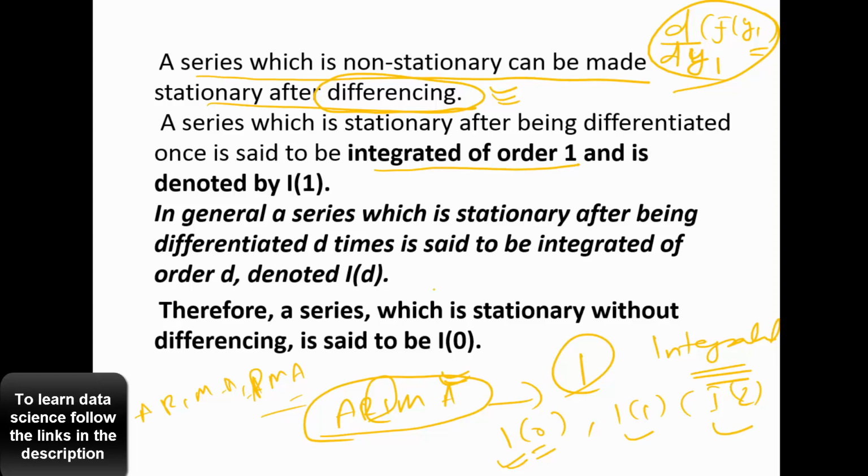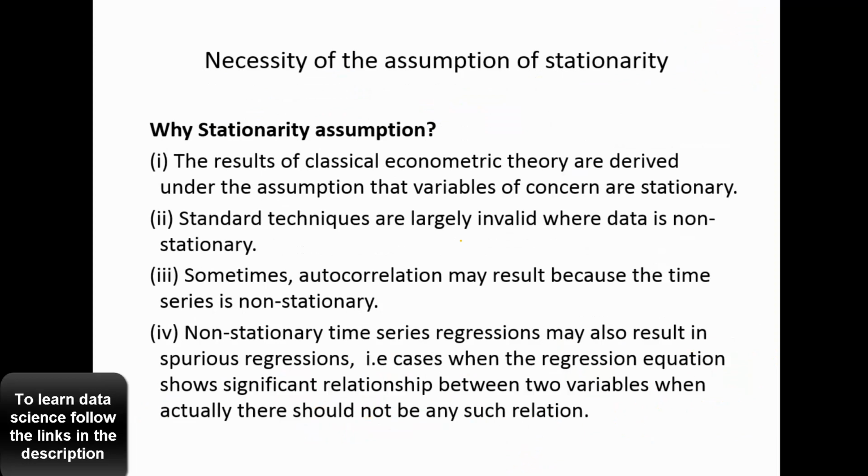So from this slide, the takeaway point is that if a series is non-stationary, you have to first make it stationary before doing the forecasting. And how do you make it stationary? By differencing. So when a series is differenced, what do we call it? We call it integrated. And what is the order? If you difference once, then it's an I1 process. If you difference twice, then it's an I2 process. Okay? So these are some of the definitions.